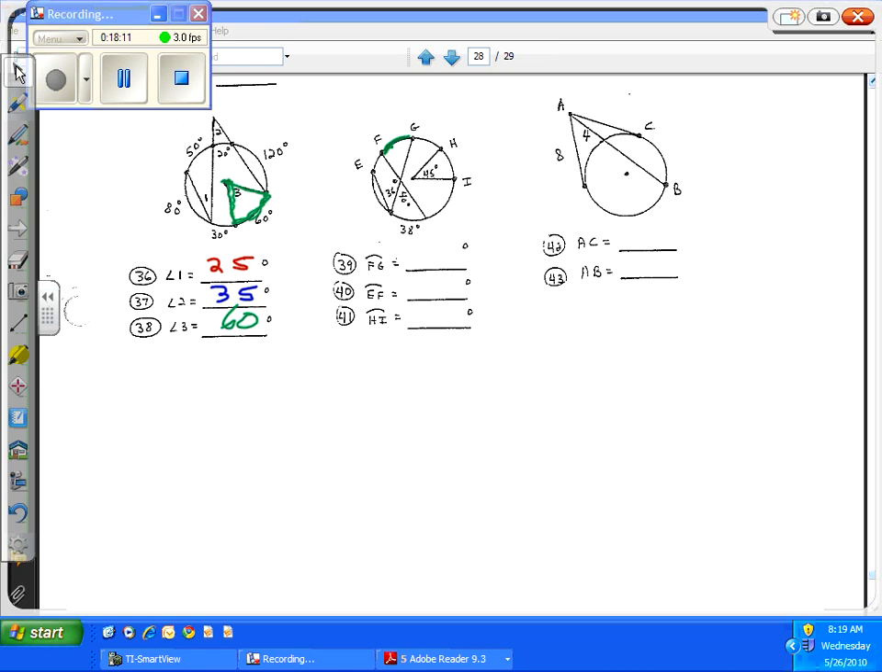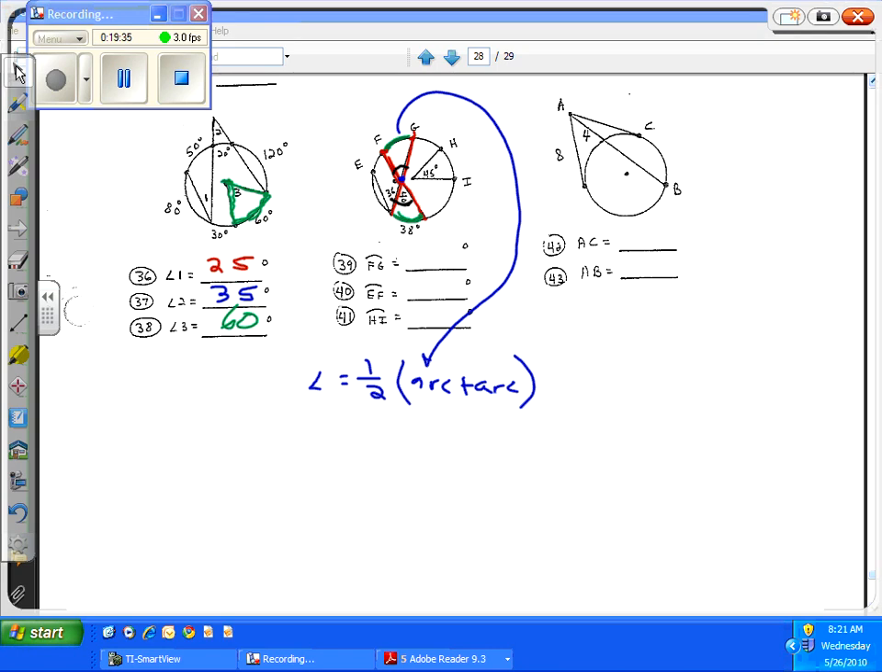Number 39, arc FG. Uh-oh, this time we don't say where's the vertex. We've got an arc. So we say, well, where's the angle that hits it? The angle that hits it, we've got two choices. We've got this one, which is inside but not the center, so it's half the sum. That looks a little complicated right now. Let's see if there's another one that hits it. That's the only one that hits it, isn't it? So we have to use that one, even though it looks a little complicated now.